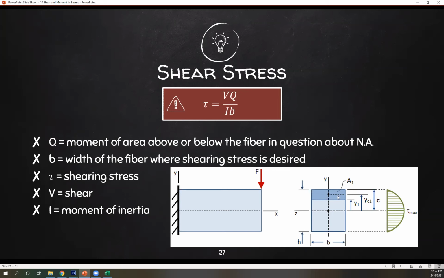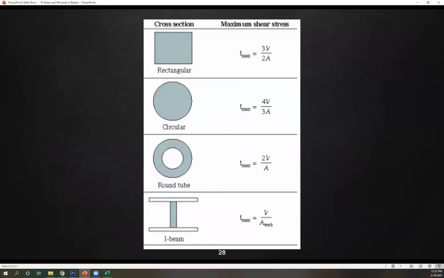However, going inside your beam is going to experience shear stress now. And the maximum shear stress on a cross section of a beam is at its neutral axis. Okay? So if you want to get maximum shear stress, you consider the fiber at your neutral axis. Okay, next. Have an example.